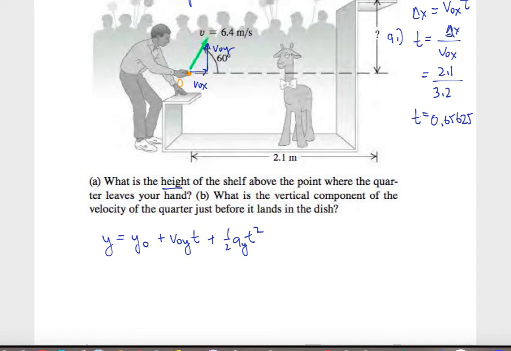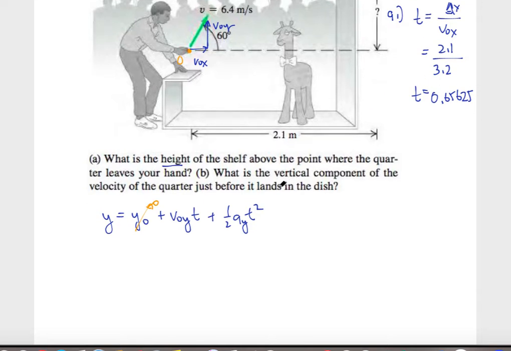And from that point, we're only going up. So our y naught will end up being 0. That's the only simplification we're able to make. So I'm going to go ahead and say y.